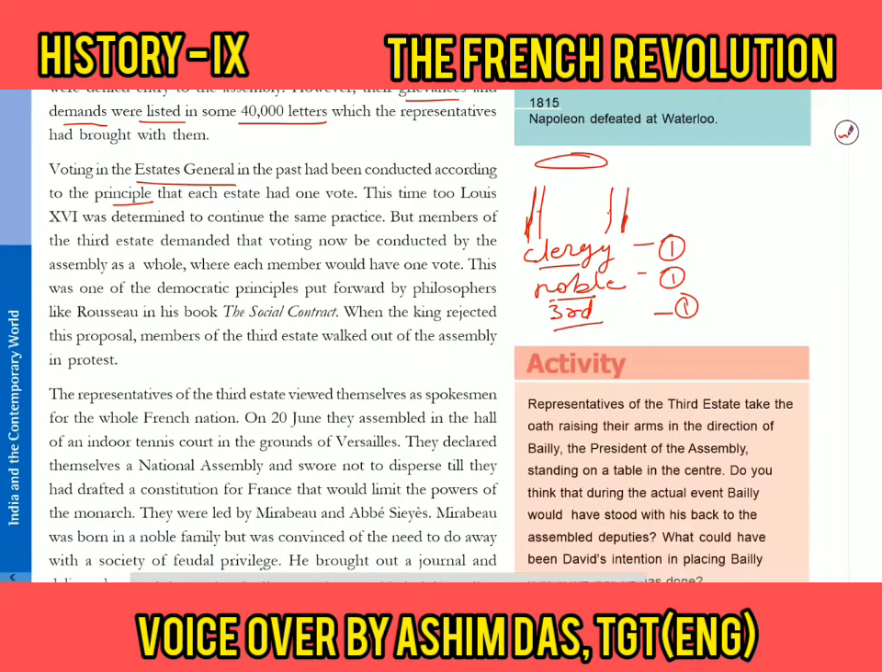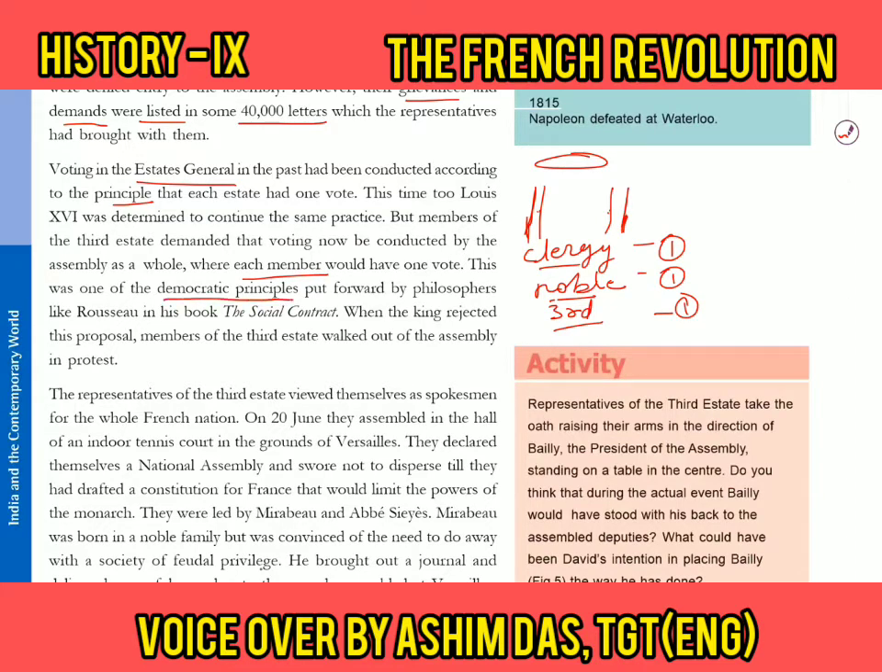That is why this time too Louis XVI was determined to continue the same practice. But unfortunately the members of the third estate demanded that voting should now be conducted by the assembly as a whole, where each member, that means 1200 members, would put one vote each.